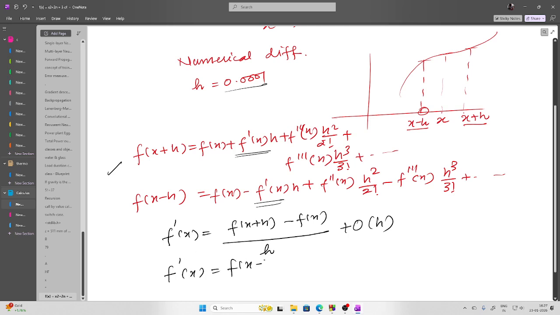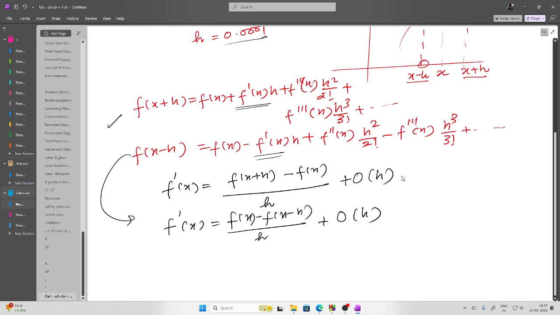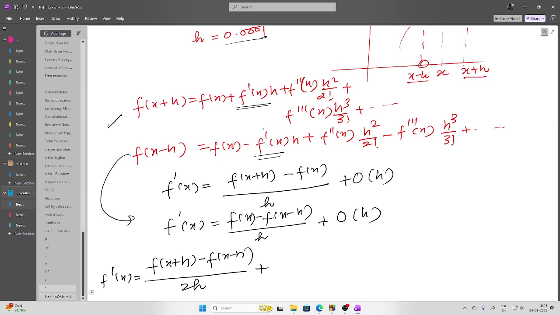Likewise, from here you will be getting f(x) minus f(x minus h) by h. Again, this will be of order h. Now, if you want these to be of higher order accuracy, then what do you do? You subtract these two equations. Once you subtract them, you will be getting 2h times the derivative. And now this time, as you are subtracting, this will get cancelled out, this also will get cancelled out, and this term will remain. And if you divide it by 2h, this will be h square accurate. So now the order of accuracy has improved.